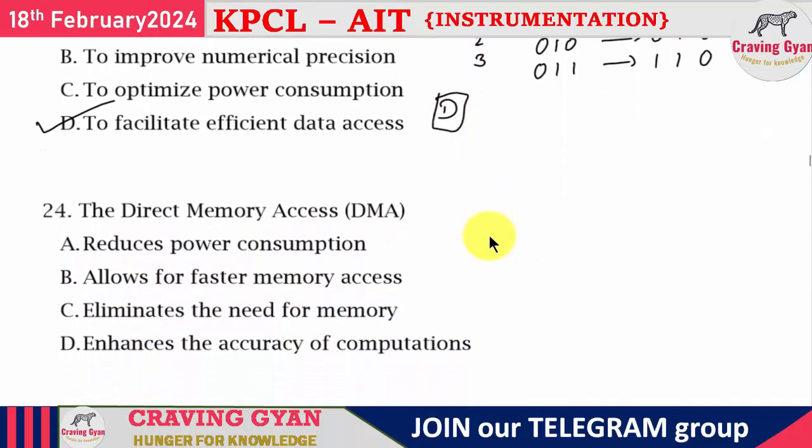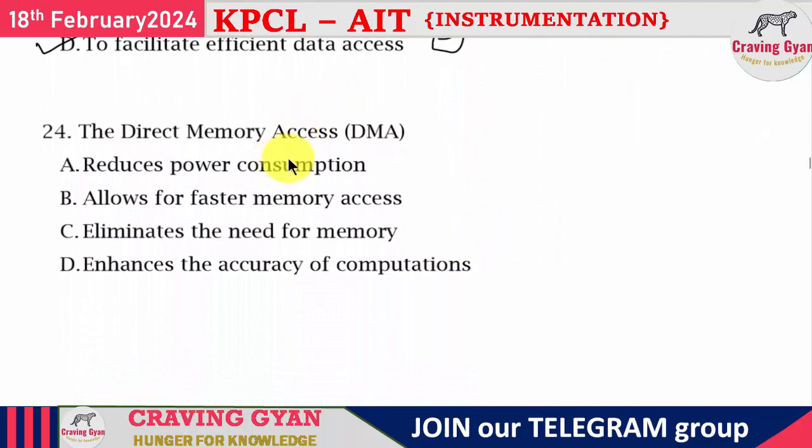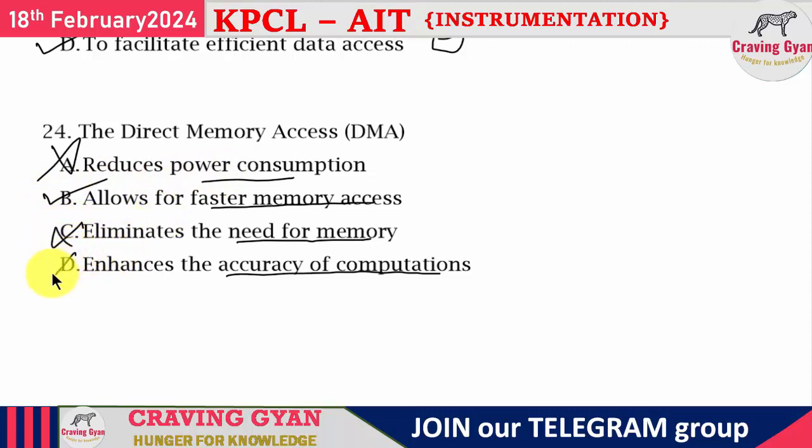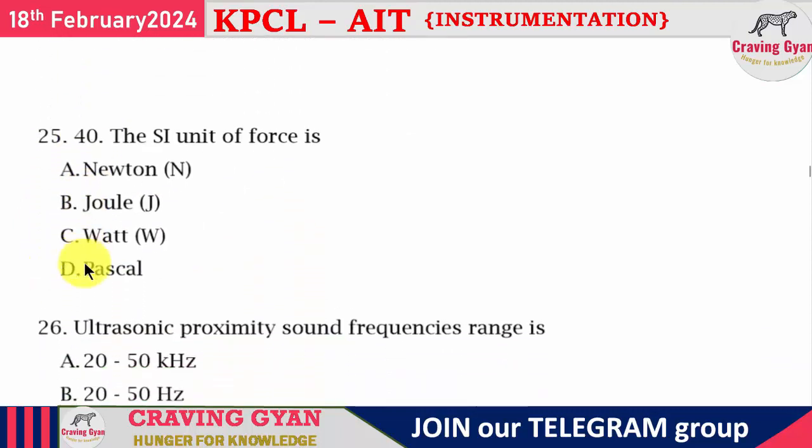24th question, the direct memory access is used to reduce power consumption, allow for faster memory access, eliminate the need for memory, or enhance the accuracy of computation. So reducing the power consumption is wrong. Why are we going to make use of DMA? For faster memory access. Option B is going to follow.